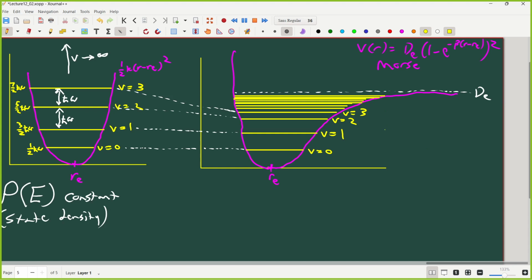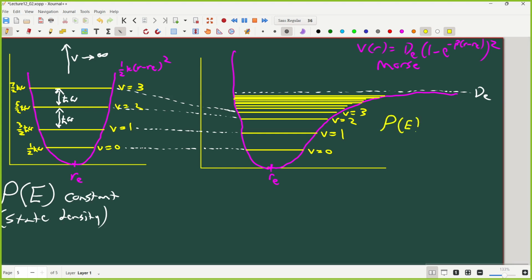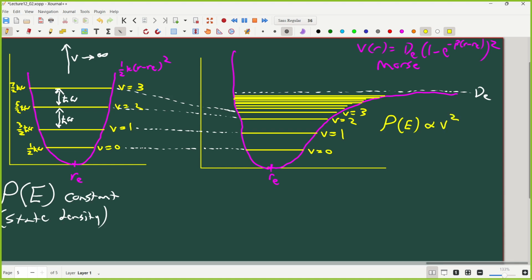So here, the density of states, let me think about this for a second, goes roughly as v squared. The states get closer and closer together. There are more and more states per unit energy as you get closer and closer to the dissociation limit.